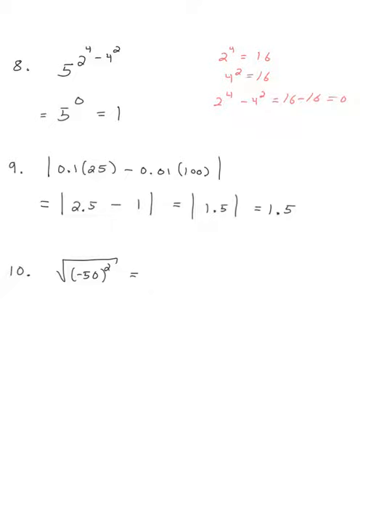This is the square root of 2,500. And when I take the square root of that number, no surprise that we get 50. So this is kind of interesting, where if you first square this, it makes it positive, but then it just goes back to the positive value at the very end. And so for 10, the answer is 50.